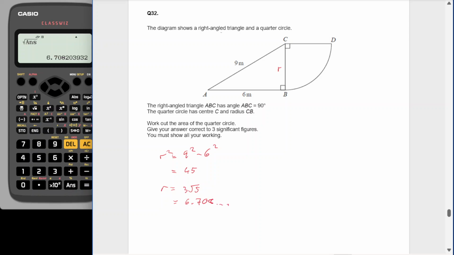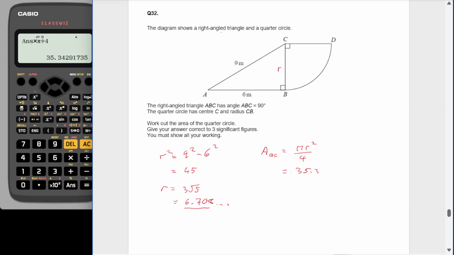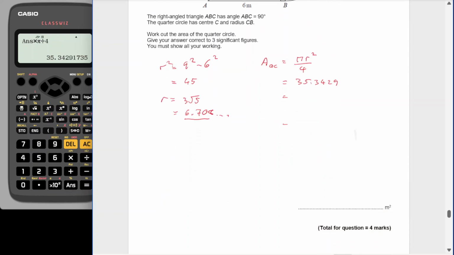6.708... So the area of the quarter circle, I'm going to call that QC, is going to be equal to pi r squared divided by 4. I've already got R here, so I'm just going to square that answer, which is 45. And then I'm going to times that by pi, and then divide my answer by 4. So as a decimal, that's going to be 35.3429. So to 3 significant figures, that's going to be 35.3.